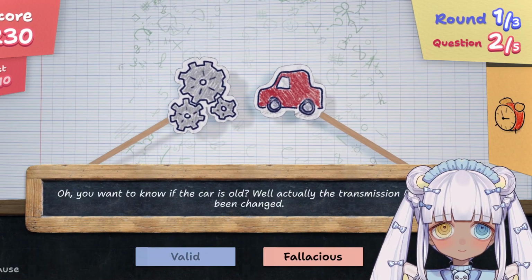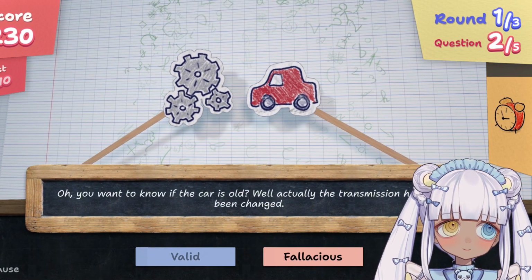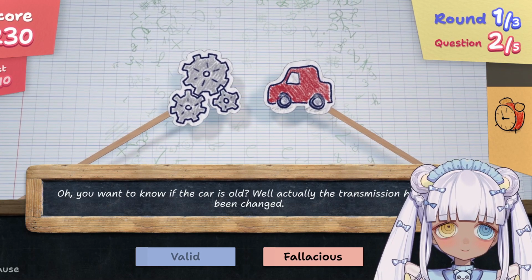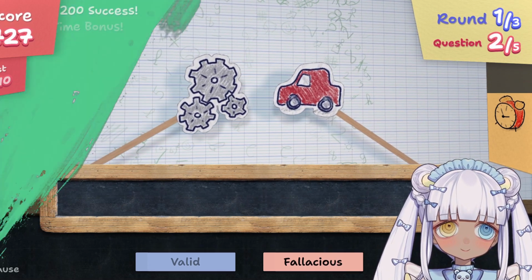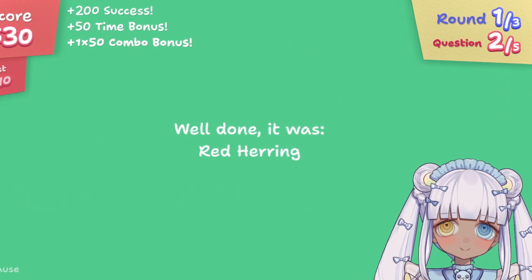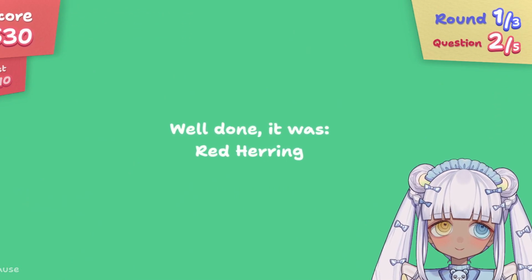Oh, you want to know if the car is old? Well, actually, the transmission has just been changed. Fallacious? Red herring. Yeah, I was gonna say that doesn't mean that the car isn't old.